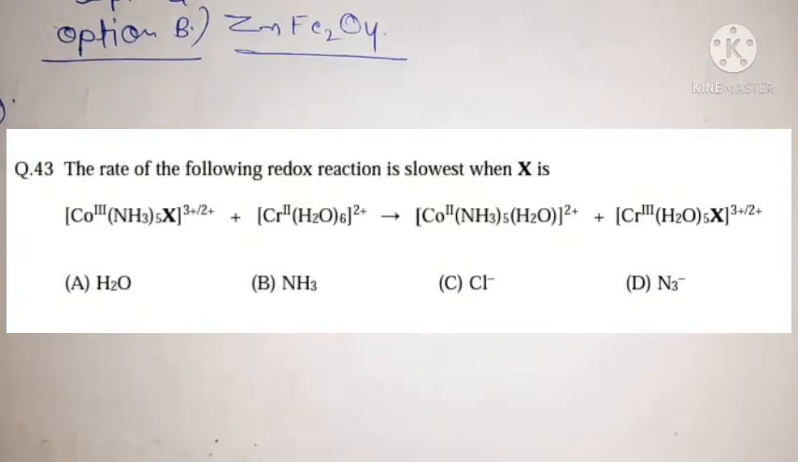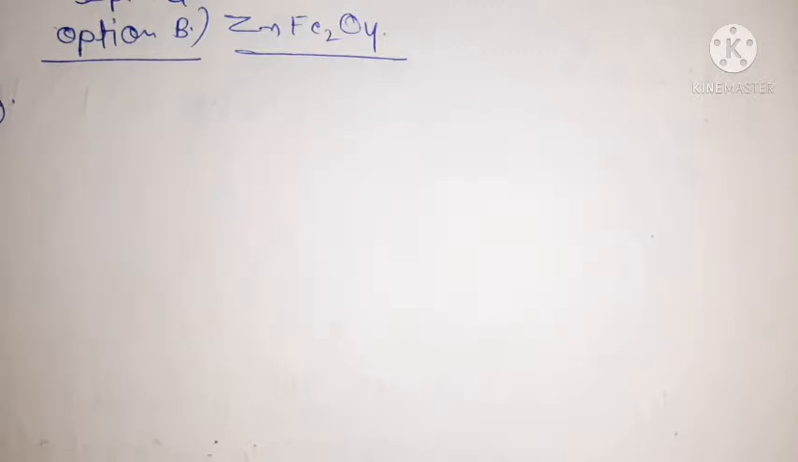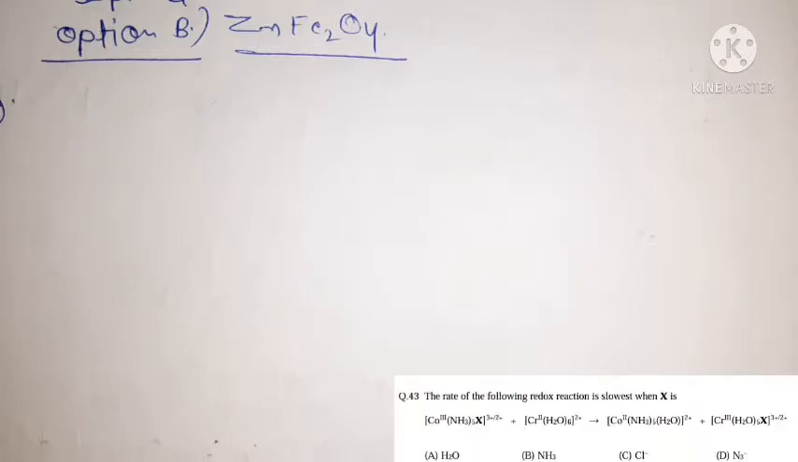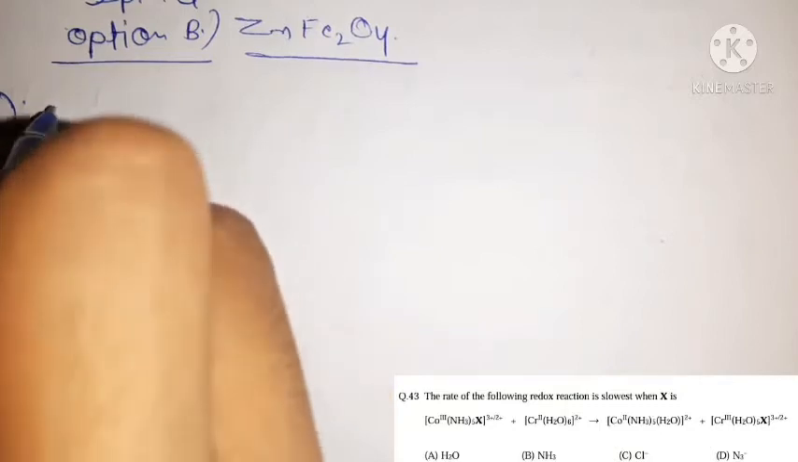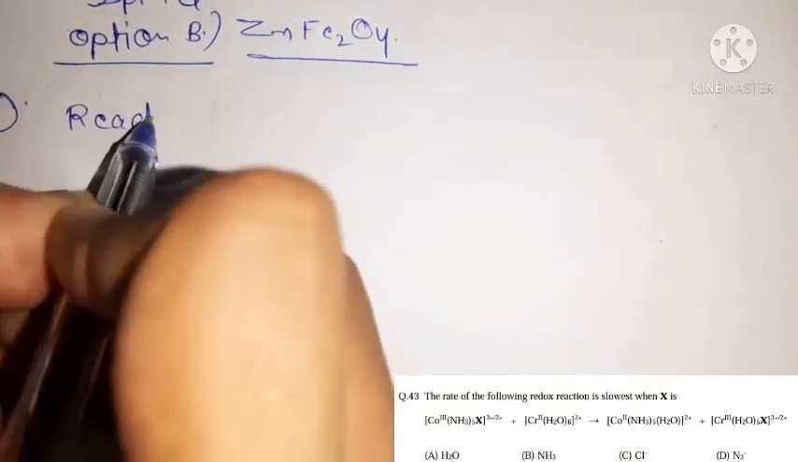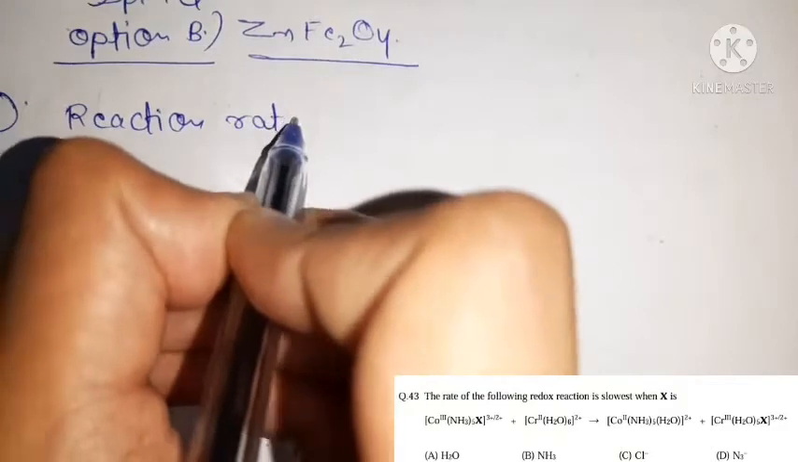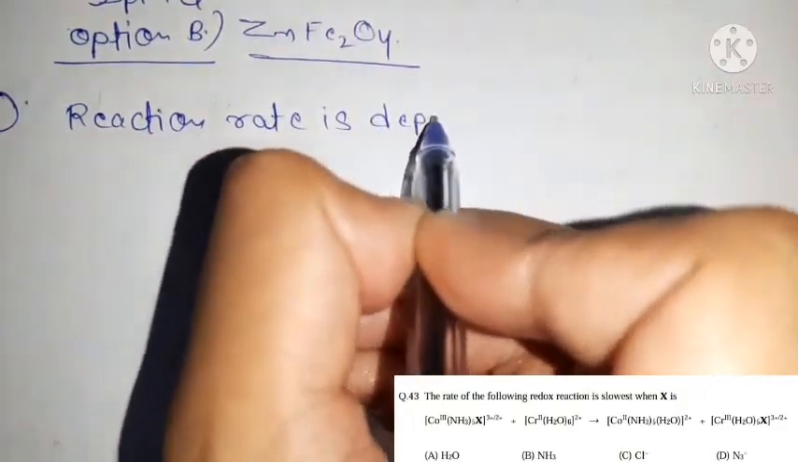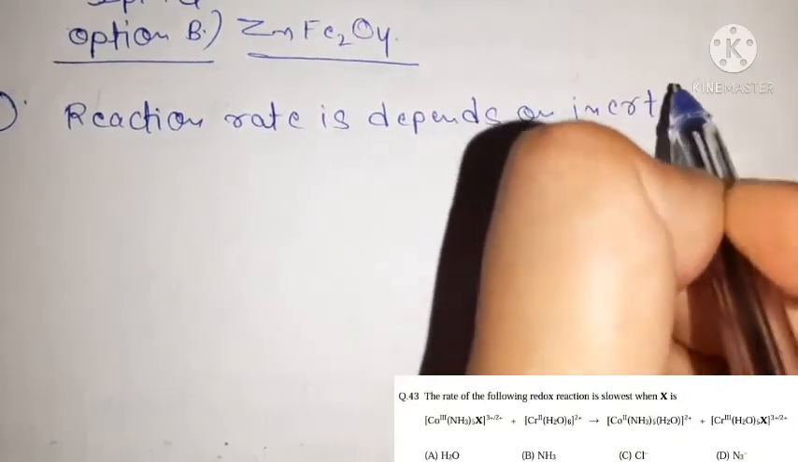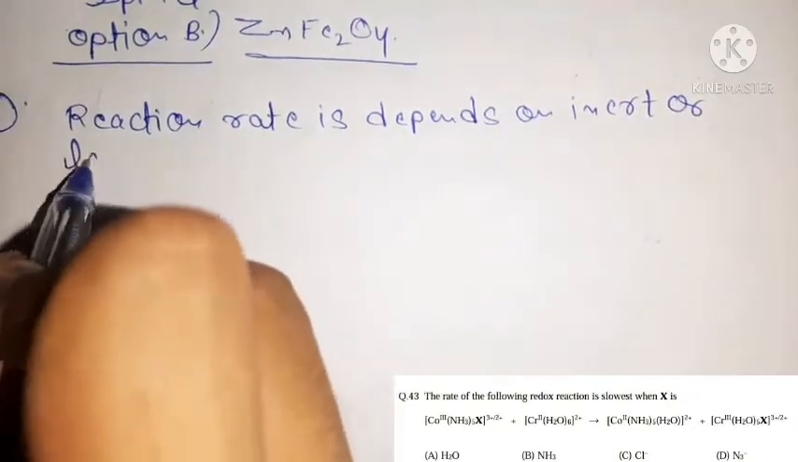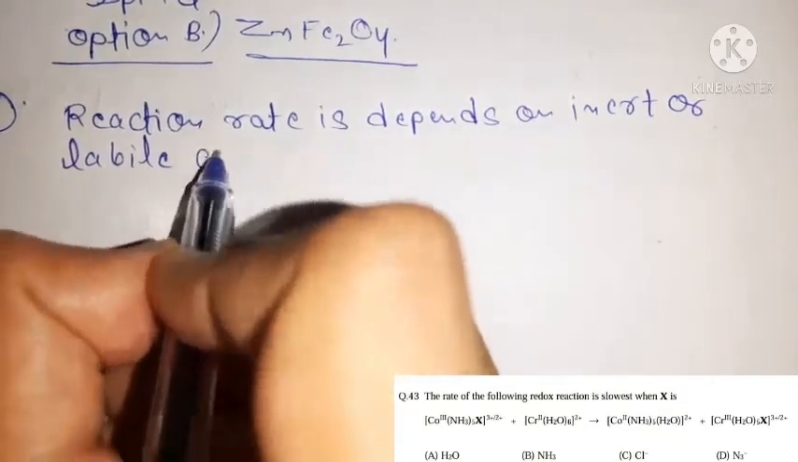Now friends, when we talk about redox reaction in coordination compounds, we know very well that in redox reaction, the reaction rate depends on the inert or labile character of the complex.